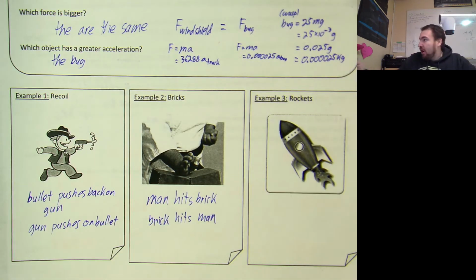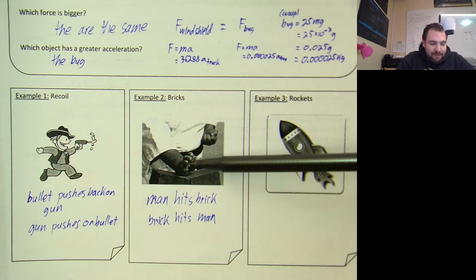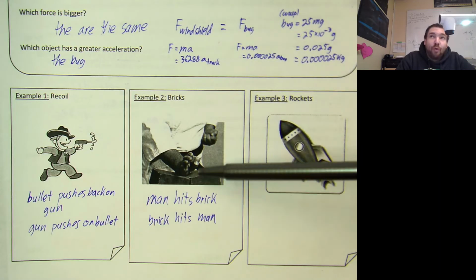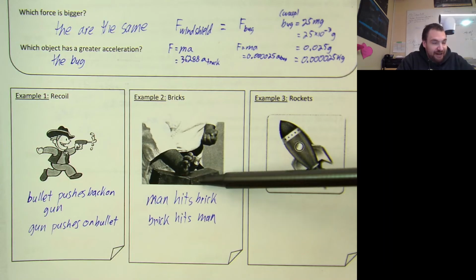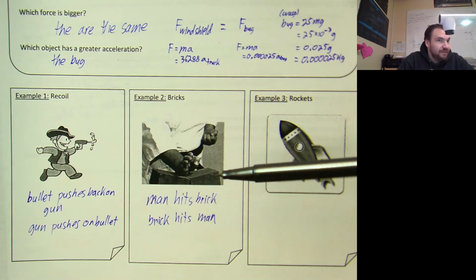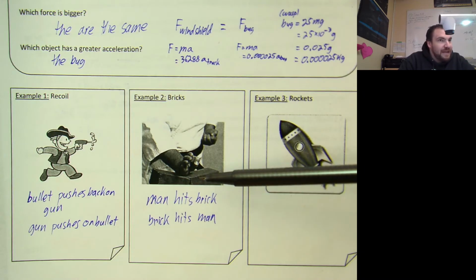If you've ever punched a wall, you know it's painful. Why? Because the brick hits you back with the same force that you hit it. Why then can someone smash through a brick and not break their hand versus punching a brick? What's the fundamental difference? He's breaking it.